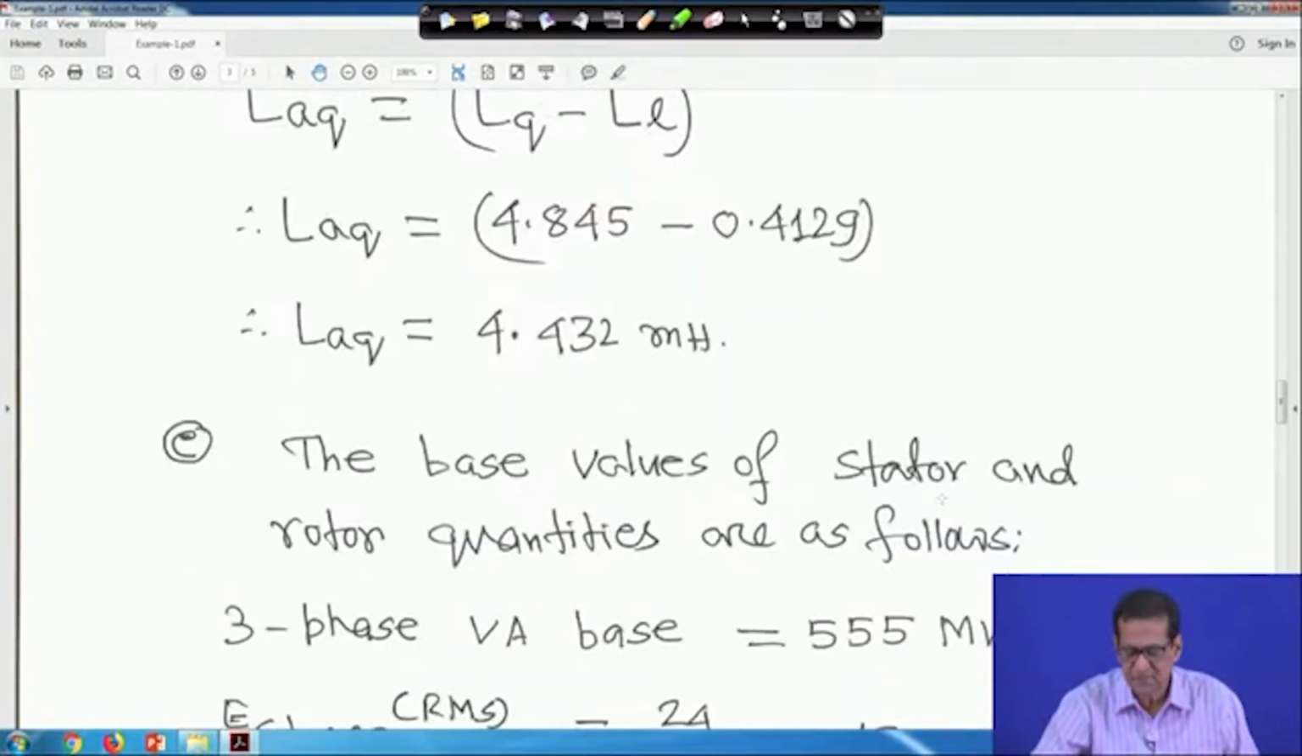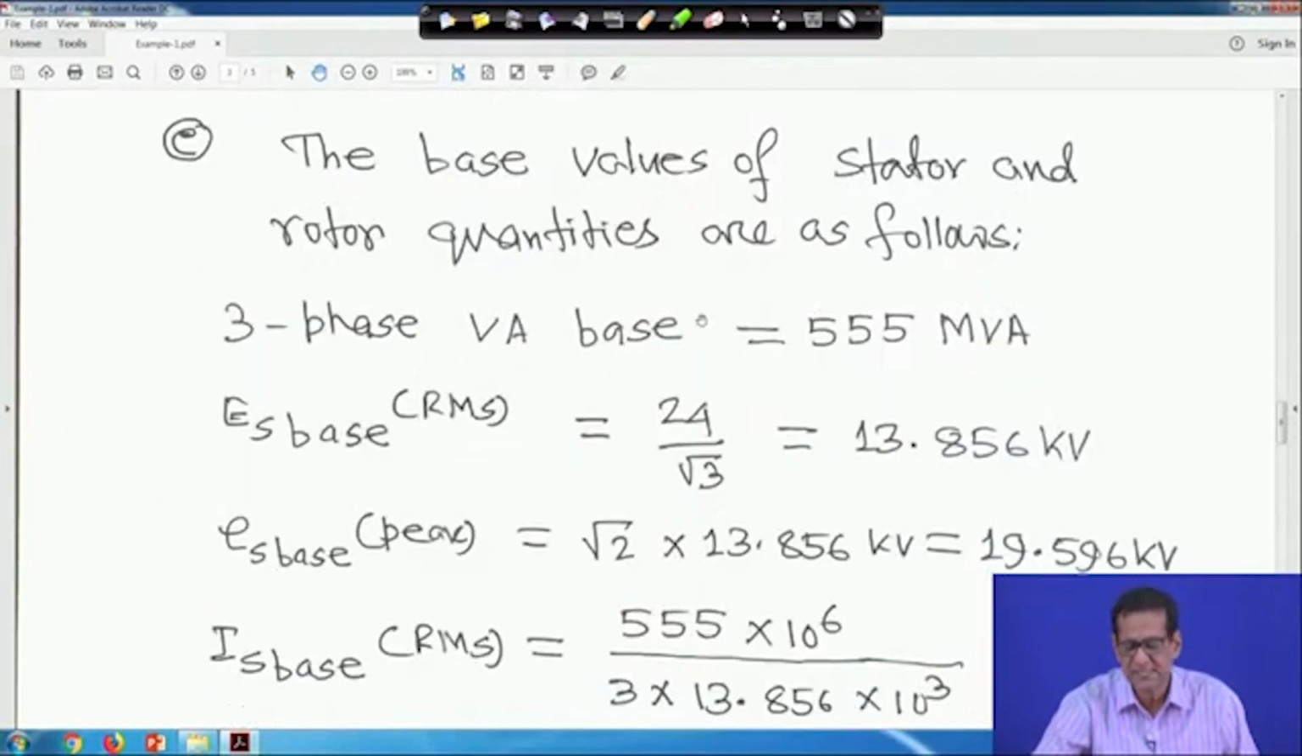Now, the base values of stator and rotor quantities are as follows. It is 3 phase, so the volt ampere base we can take as 555 MVA. Now ES base, that is the RMS value, the machine base voltage we have to take. The RMS value 24 kV is given, so 24 by root 3, it will be 13.856 kV.